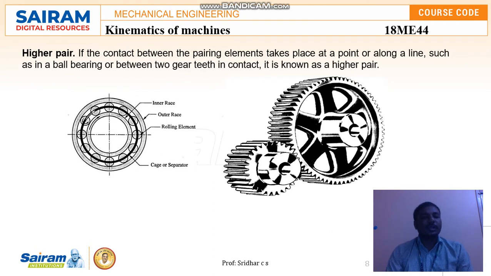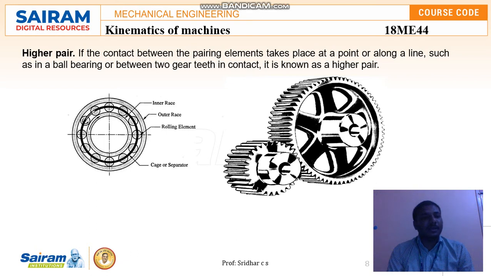Next is the higher pair. A higher pair is one where the contact between the pairing elements takes place at a point or along a line. The two pairing elements will be in either point contact or line contact. Such pairs we call higher pairs. I'll repeat once again: if the contact between the pairing elements is only a line or point contact, those pairs are called higher pairs.